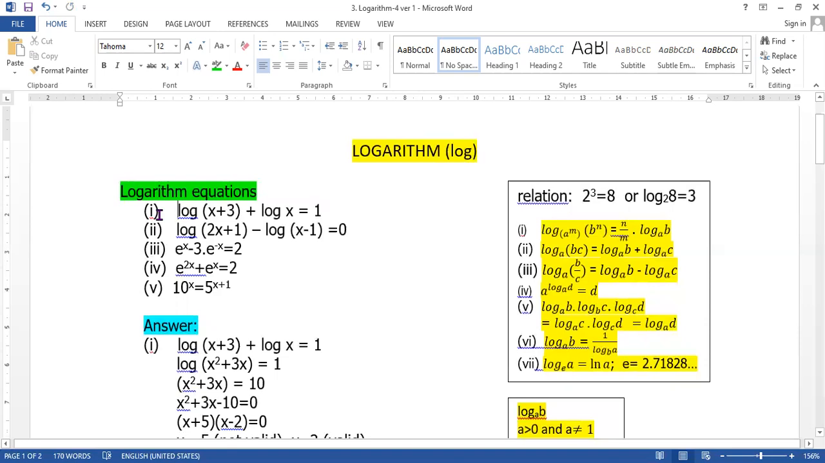Equation 1 is about addition of logarithm. Equation 2 is about subtraction. Equation 3 is about Euler's number. The 4th equation is about Euler's number too. But the 5th equation is only about exponential.